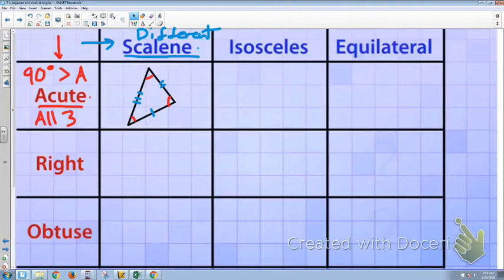And it's a specific kind of acute triangle. It's a specific kind of scalene. Together, it's an acute scalene. So it's not just an acute triangle. It's not just a scalene. It's an acute scalene.